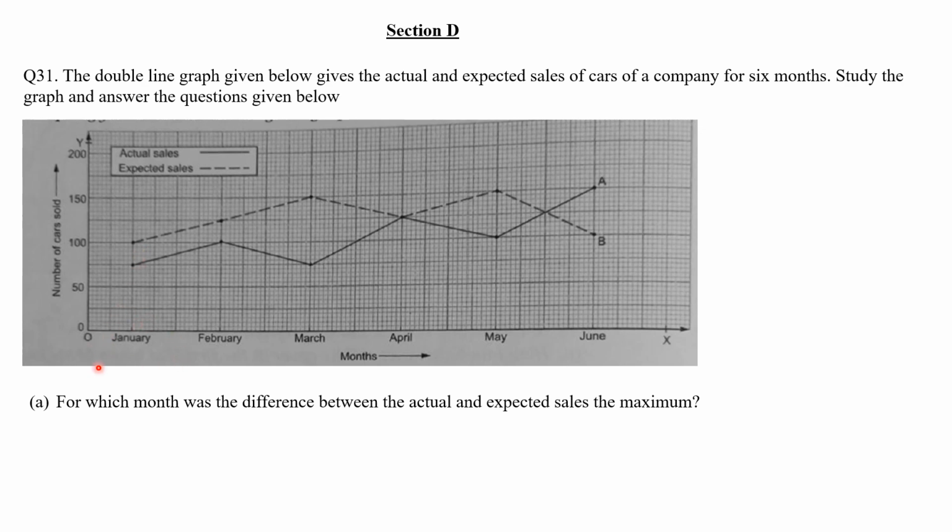So in the month of January, the expected sale is 100 and the actual sale you have to find. Here is 50, here is 100, and the gap between 100 and 50 is 50, and your actual sale is exactly at the half of it. So half of 50 is 25. It means here it is 75.